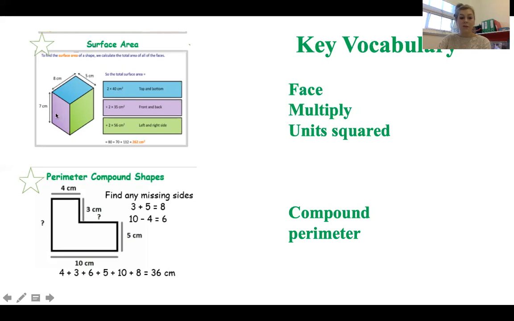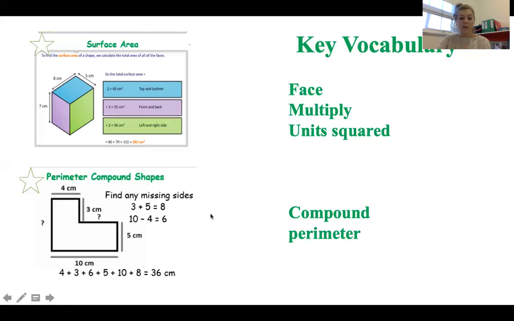The purple is the front and the back. We can see that this is 7 by 5, which is 35, and we have 2 of those. And then finally, the left and the right, we have 7 by 8, which is 56, and we have 2 of those. So we would then add all of those individual ones up together. 80 plus 70 plus 112, 262 centimetres squared. So that would be our total surface area.